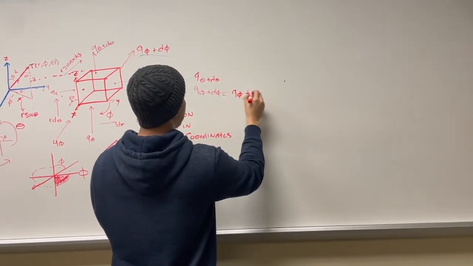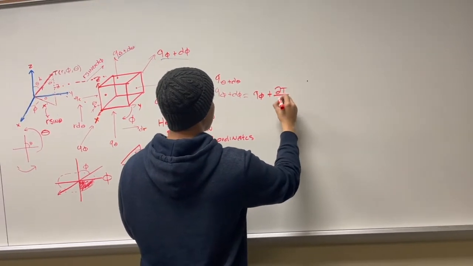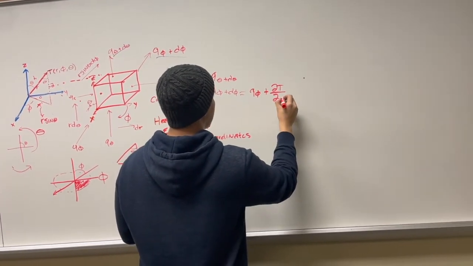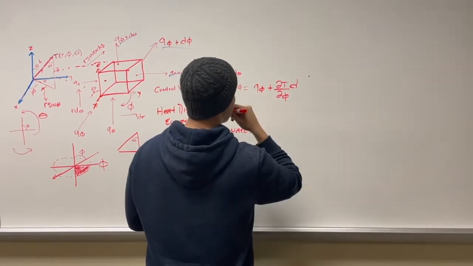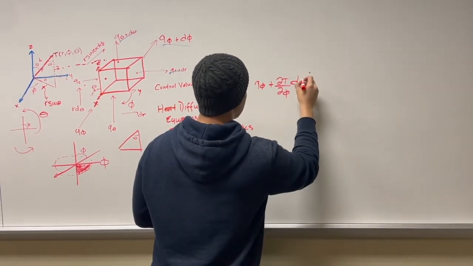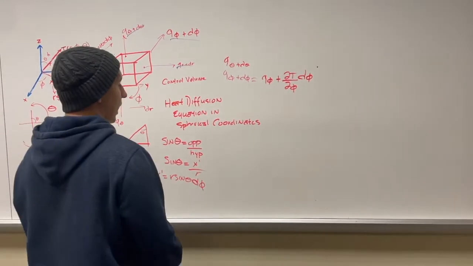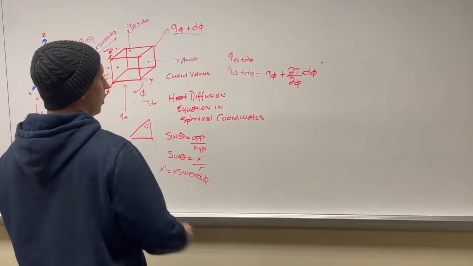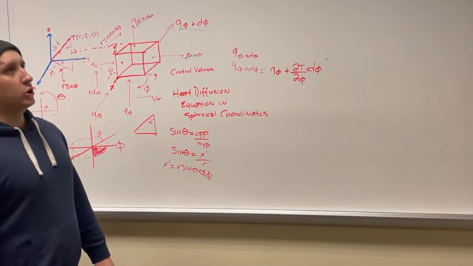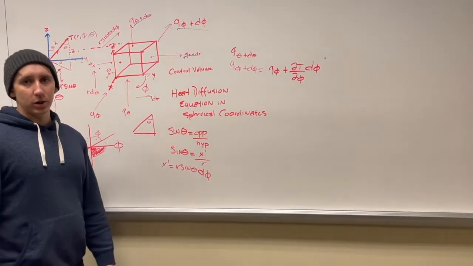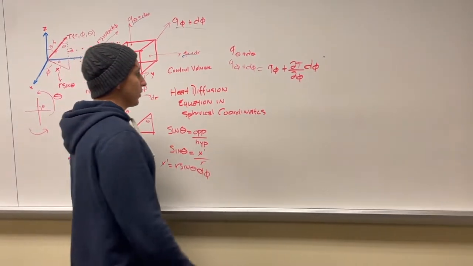You have q phi plus the differential change in temperature in that direction with respect to a differential amount in that direction. So that's how that is going to play a role, and you will see how this is going to play a role when we do the same thing that we did with the conservation of energy equation in terms of rates here.